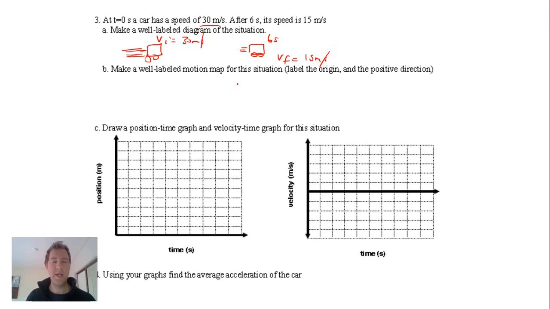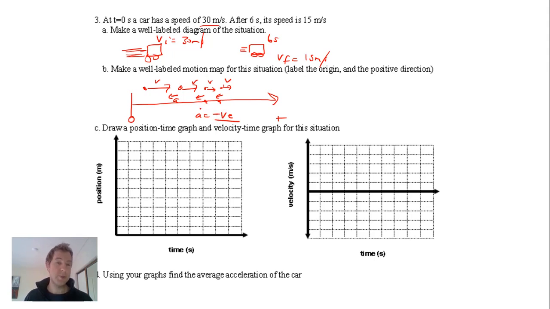All right, make a well-labeled motion map. This is really important. Don't skip this step because it helps you figure out the positives and the negatives. It's going fast at the start. By the end, it's going slow. So the velocities are getting smaller. This means if this is my 0 and this is my positive, my accelerations are in the other direction. It means my accelerations are negative. That's how I write negative, with a minus sign. Something to remember, useful for the rest of it.